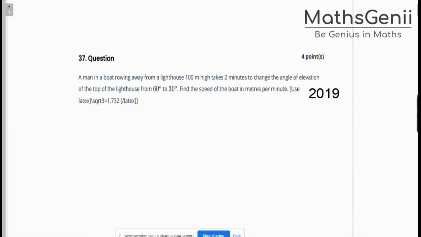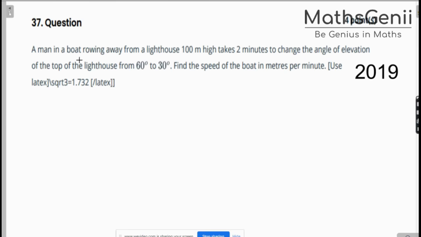Again, a very interesting question. A boat is rowing away from a lighthouse. So let me draw a lighthouse first. A lighthouse is always like this, vertical in the middle of the sea, right? So a man is rowing away from the lighthouse. Then it says the lighthouse height is 100 meters. So let me write the lighthouse height is 100.